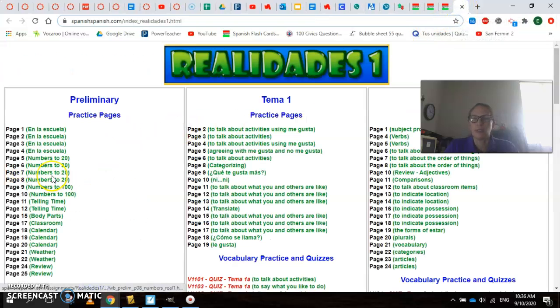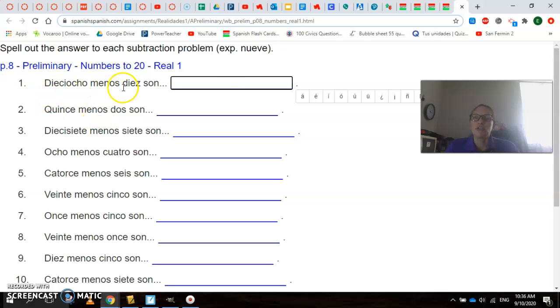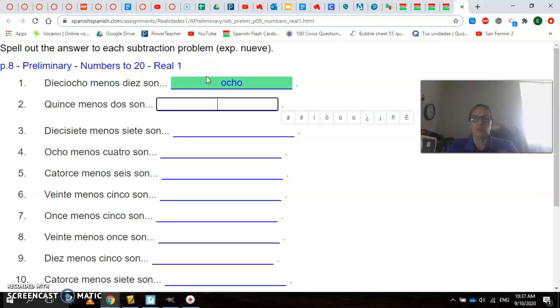And then the last one is subtraction. So it's problems too, but it's subtraction. So 5, 6, 7 aquí. 18 menos, that's minus, 10 is 8. So you just solve the math problems. The ones in page 7 are addition and these are subtraction.